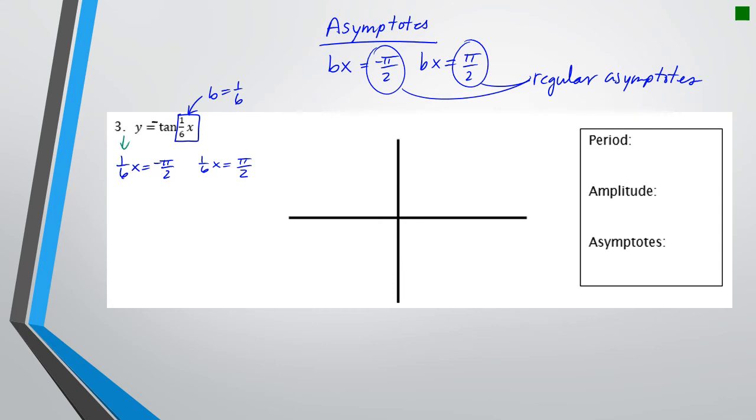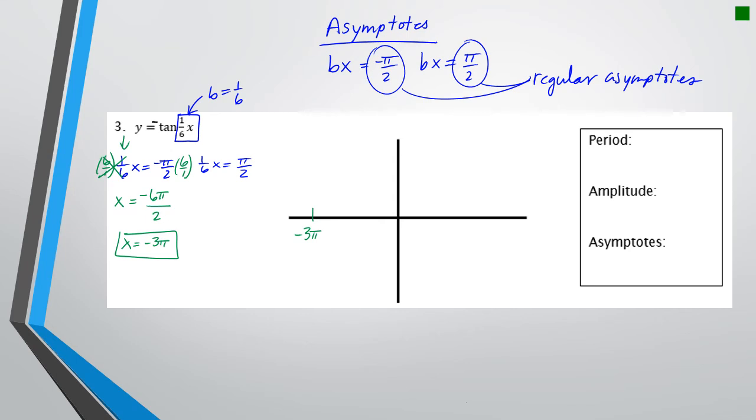The reciprocal of that is 6 over 1. So I'm going to multiply that on both sides. It's going to cancel everything out next to x, leaving me with x by itself. And then if I multiply straight across, negative pi times 6 is negative 6 pi. And then 2 times 1 is 2. And then if I simplify this further, negative 6 divided by 2 is negative 3. So my first asymptote is at negative 3 pi.